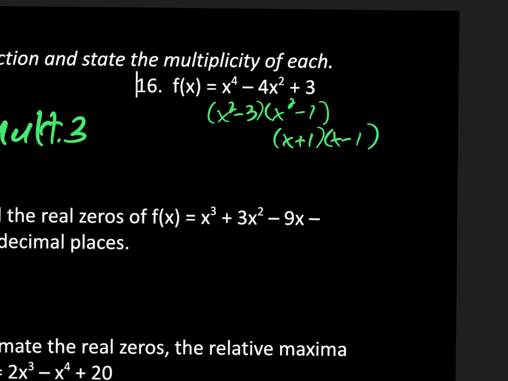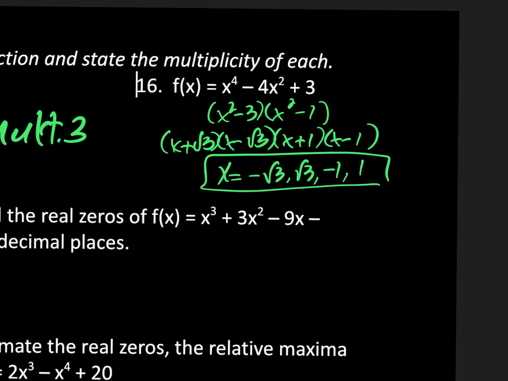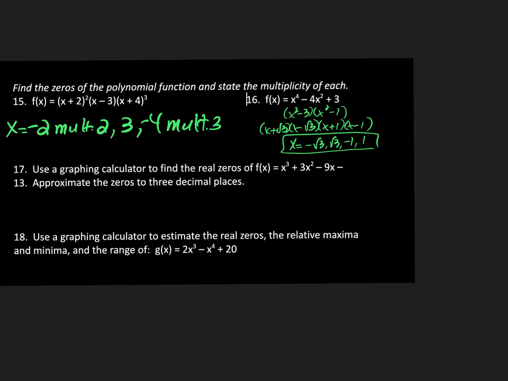And I'm going to keep going here too. That's going to be x plus square root of 3, x minus square root of 3. So my zeros are negative square root of 3, positive square root of 3, -1, and +1. And they all have multiplicity 1 because there are no exponents on those factors.